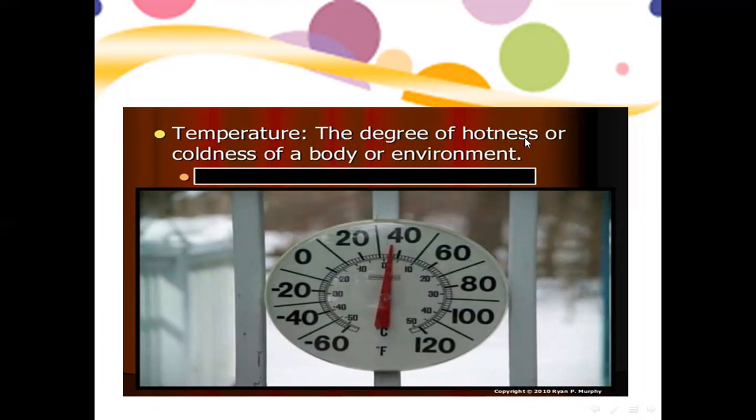The degree of hotness or coldness of a body or environment is called temperature. If anyone asks you what temperature is, you must know that it is the degree of hotness or coldness of a body or environment. Your normal body temperature is 37 degrees centigrade, but it will be higher if you are sick. So remember the definition of temperature.